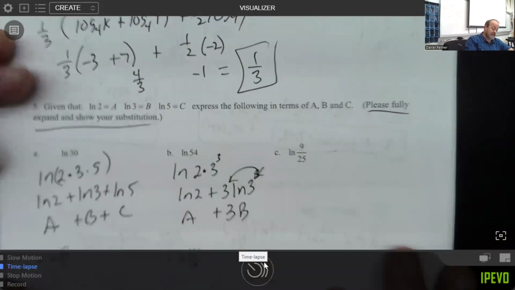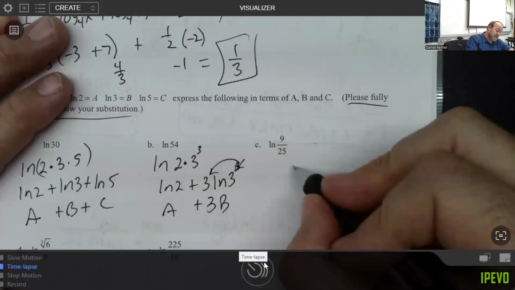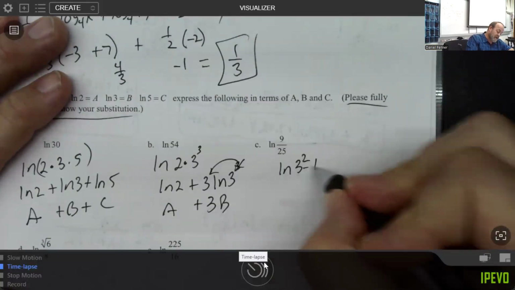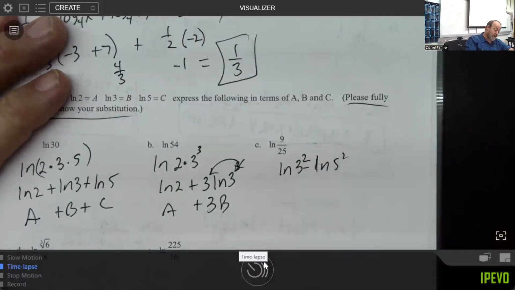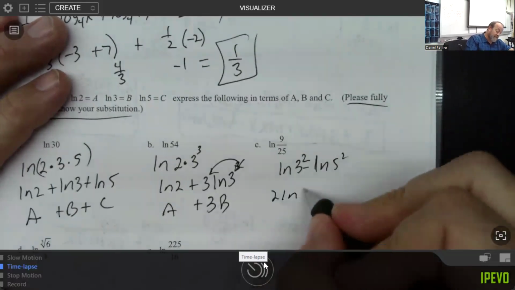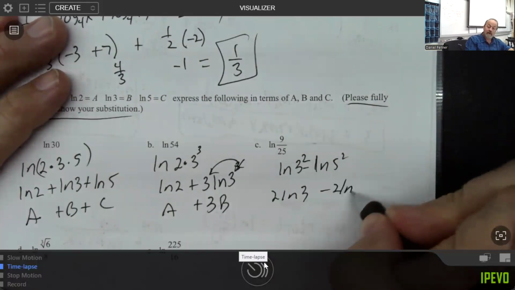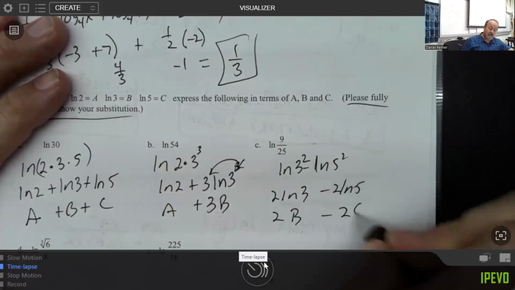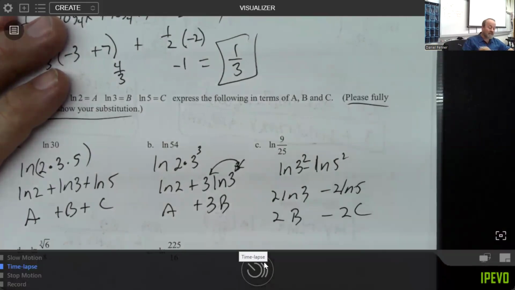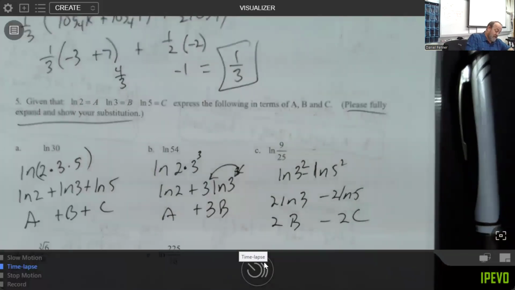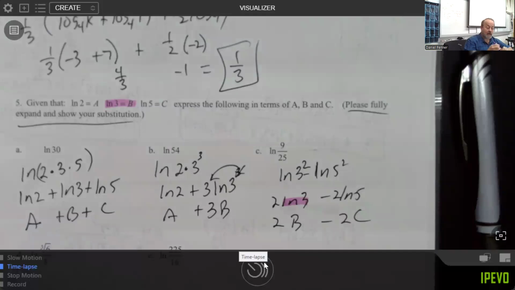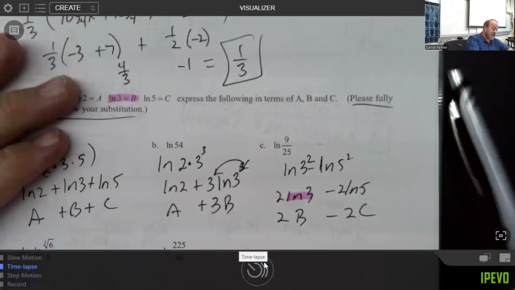Maybe I should show that step. I think I'll do that on this one. This would be the natural log of 3 squared minus the natural log of 5 squared. So that'd be 2 ln's of 3 minus 2 ln's of 5. Yet again, that would be 2B minus 2C. See, because once I actually make it look exactly like what it says right here, then and only then am I going to go ahead and substitute that in.